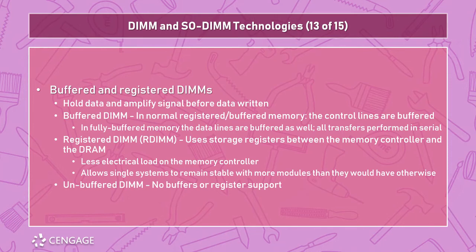So a buffered DIMM will exist in 2 primary configurations. In normal buffered or registered memory, we just buffer the control lines, which basically make sure that the impulse control signals are correctly being submitted and accepted. In fully buffered memory, the data lines are also buffered and all transfers are performed in serial. So modern buffered memory traditionally operates in fully buffered form because most transfers are done in serial anyway.